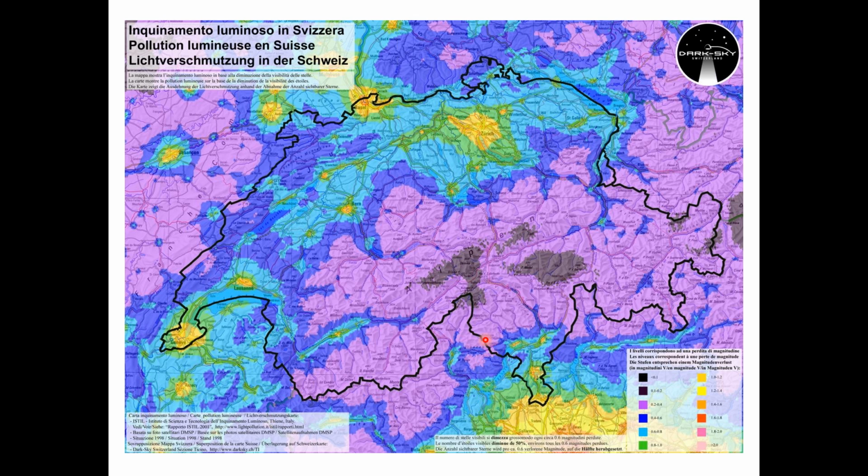There are modeled maps like this from a scientist in Italy, and he has provided this map to the Dark Sky Association, who cares about the night sky. We can see not much more detail. My town is here, Winterthur, and if I zoom in, I see the whole town as very light polluted.